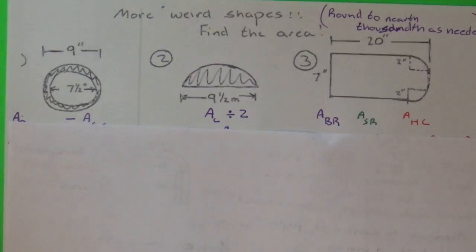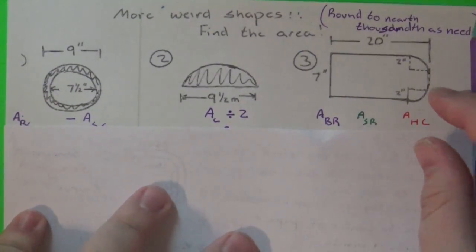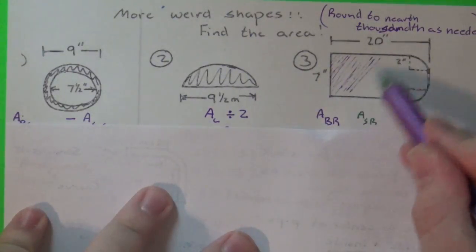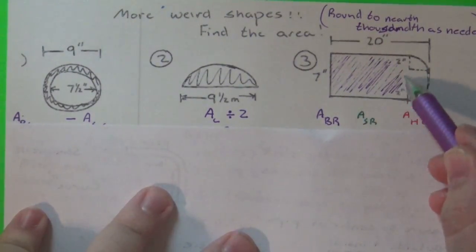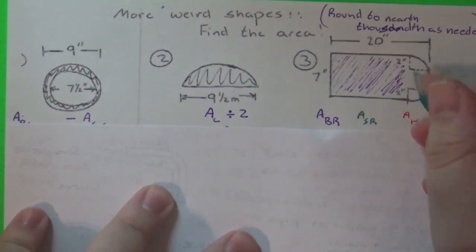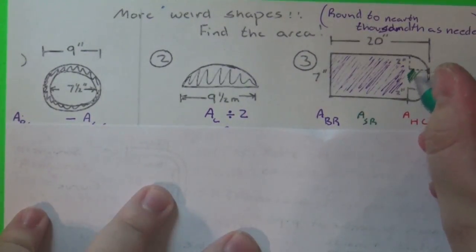Alright, so the first one we can find pretty easily. It's this big rectangle right here. Okay? So we have a big rectangle. That's my first one. The next shape is a small rectangle, which happens to be right here.